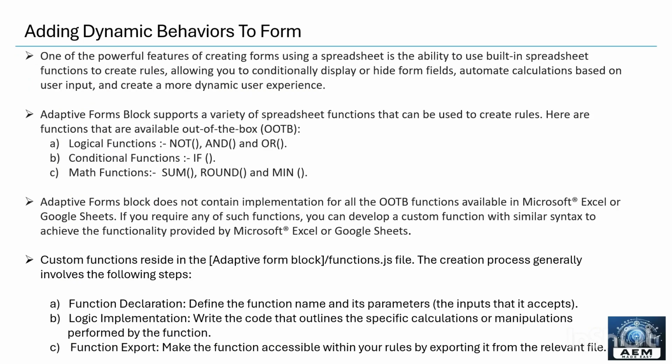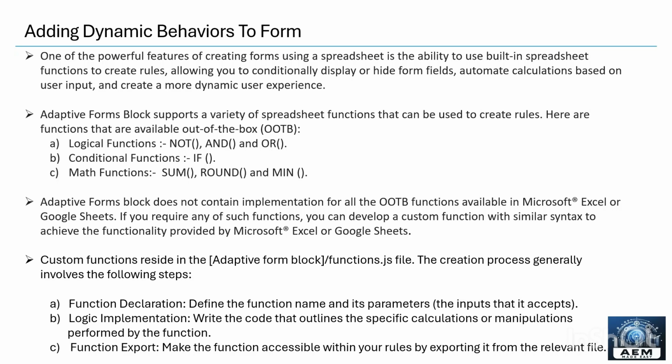As I mentioned, we can add dynamic behaviors to our form. We can use built-in spreadsheet functions to create rules, allowing us to conditionally display or hide form fields. We can also automate calculations based on user input or create a more dynamic user experience. This adaptive form block, which we'll be using in this demo, supports a variety of spreadsheet functions that can be used to create rules.